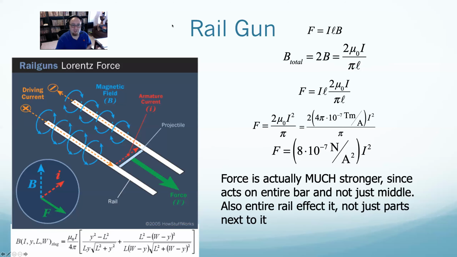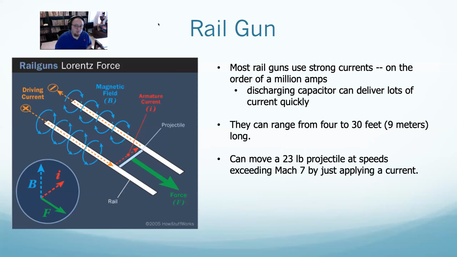But that force, most railguns use about 1,000,000 amps. What you do is you charge a capacitor, a big one like this, and you set it to discharge. And what you can do is fire something at about 23 miles per hour at about 7 times the speed of sound.